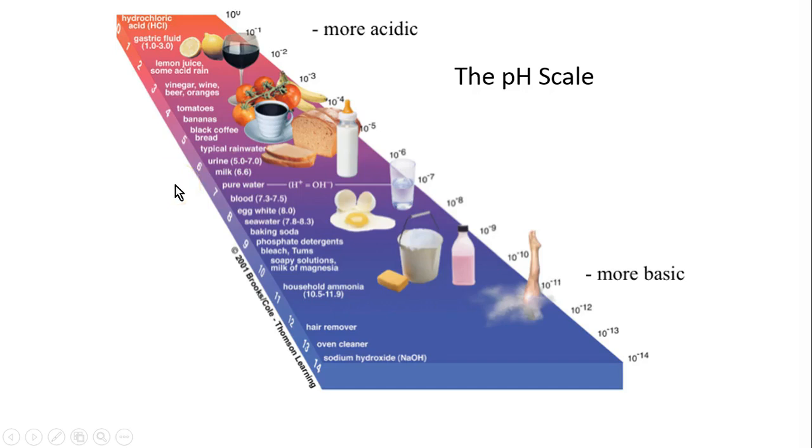slightly acidic as well. Pure water is neutral, and then we have some things that are basic, such as blood and egg whites. Seawater is slightly basic. Soap, milk of magnesium, ammonia, hair remover, it's very basic, oven cleaner, and sodium hydroxide.